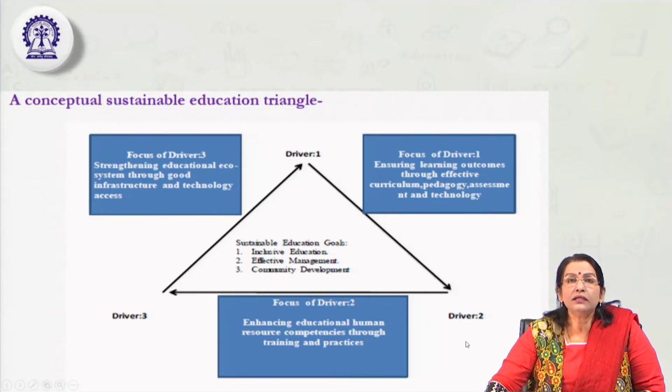Okay. Now, let us see driver 2. What does driver 2 focus on? Enhancing the educational human resource. Who are the human resource? Students are, teachers are, and other administrative and supporting staff of the education environment are. From time to time, parents and community people are also directly or indirectly related to the school education system, so they are the secondary stakeholders. Driver 2 enhances the competencies of teachers, students and supporting staff through training and practice.